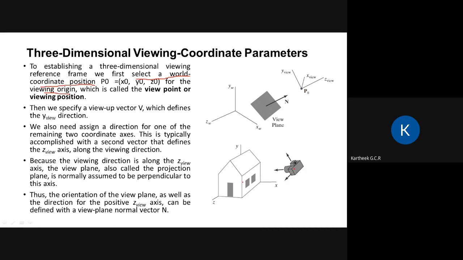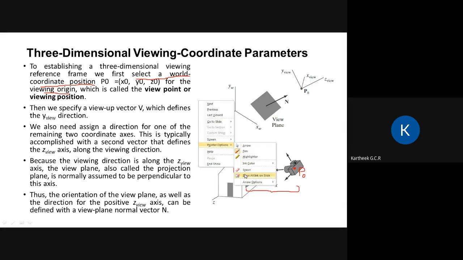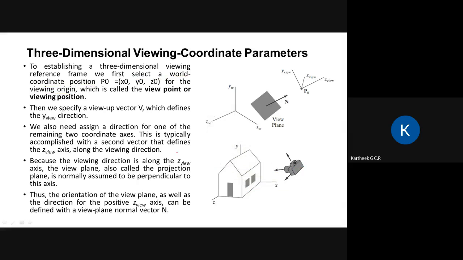Here is the world origin, right? So how much is x and how much is y and how much is z for this point. This is the viewing point, right? So we will have to define that in terms of the world coordinate system. Apart from that, we'll also have to specify a vector called the up vector.